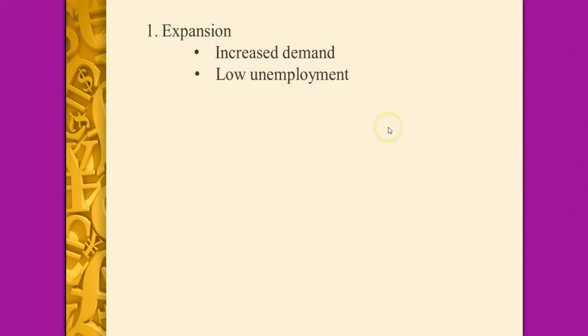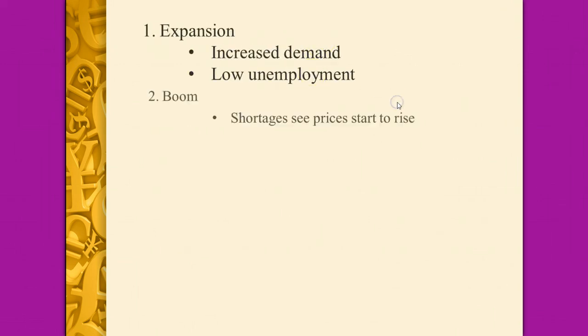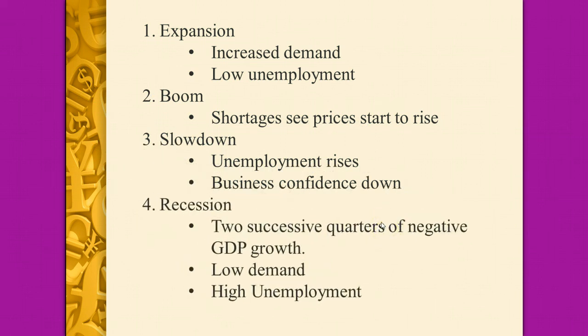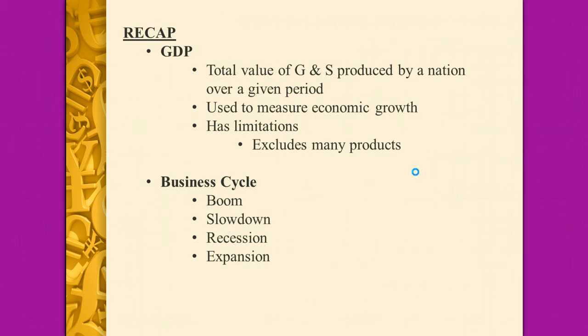So as a quick recap there, expansion, increased demand, low unemployment. Boom, shortages see prices start to rise. Slowdown, unemployment rises, business confidence down. And in recession, two consecutive quarters of negative GDP growth, low demand, high unemployment. Okay, just a simple recap on what we've done. GDP, total value of goods and services produced by a nation. Used to measure economic growth, has limitations, excludes many products. Now, business cycle, boom, slowdown, recession, and expansion.